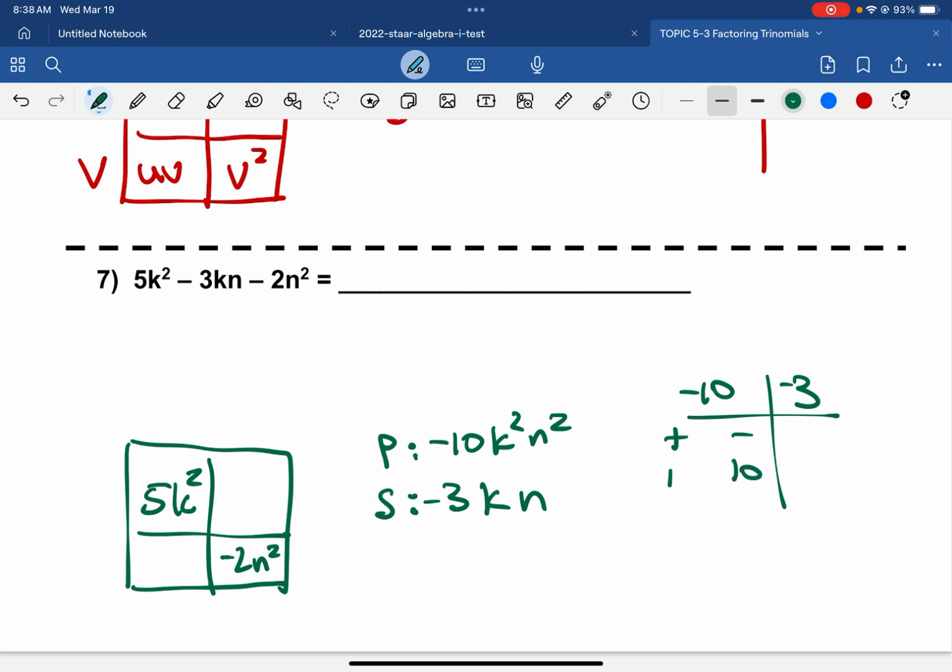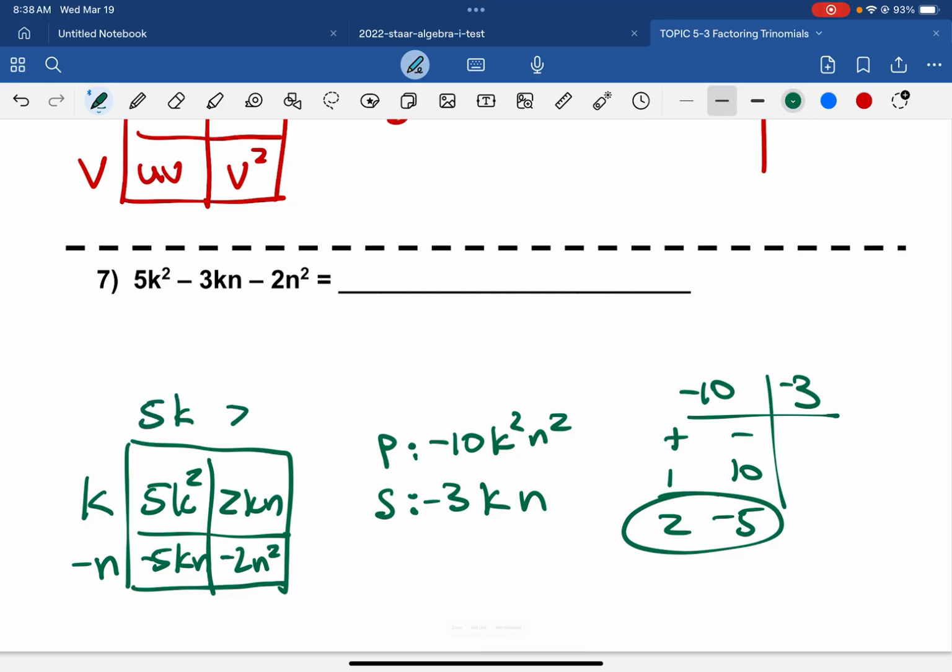1 and 10, that doesn't work. 2 and 5, there's my winner. 2 and negative 5, so I'm going to do 2kn, negative 5kn. Factor the box. This would be a k. That would be a negative n. Here we'd have 5k, and then here we have 2n. So our factors are 5k plus 2n. k minus n is my other factor. And again, look at your box. Check it. All right. Talk to you guys later.